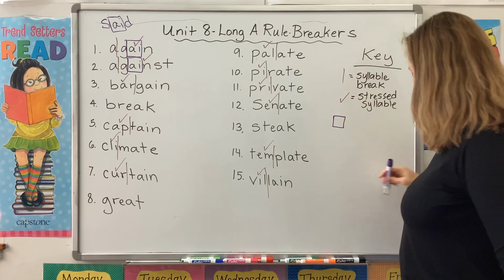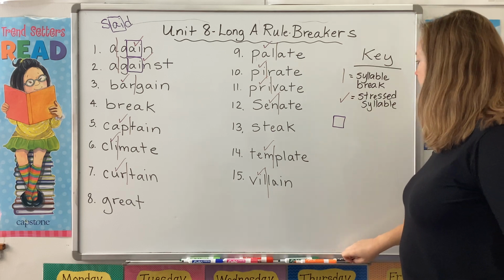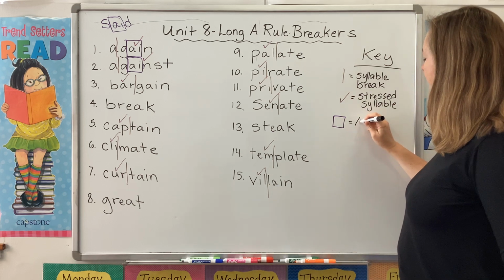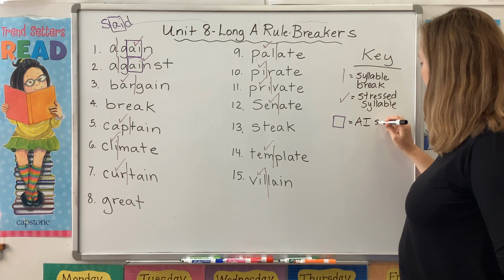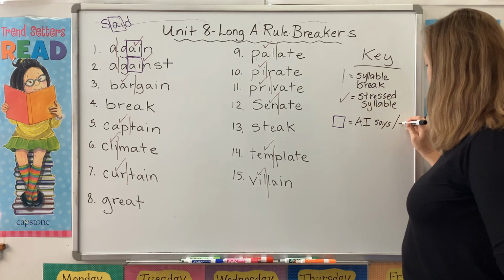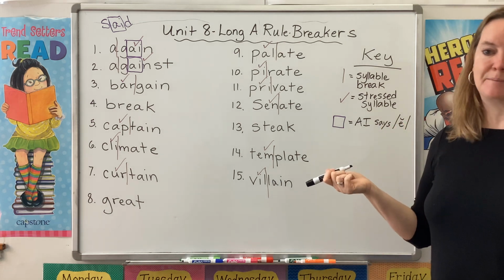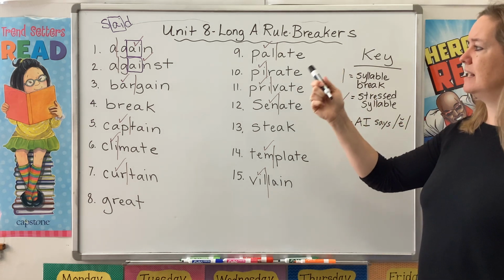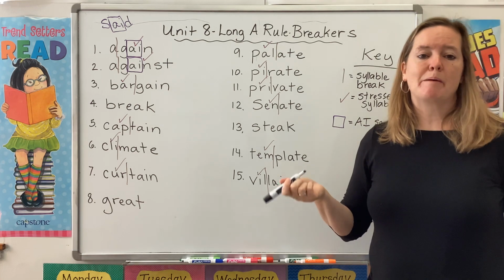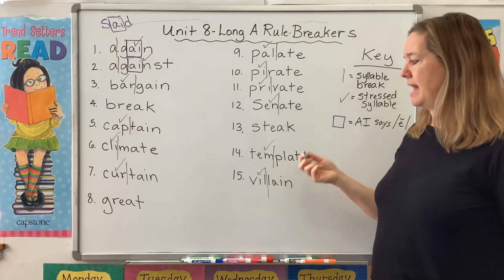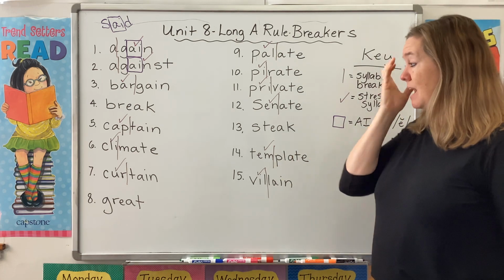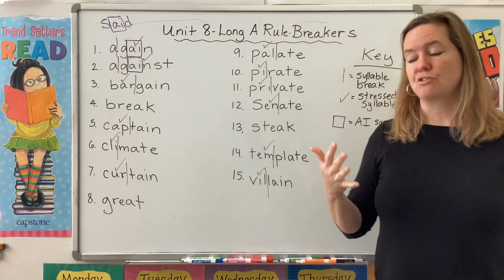So we're going to say purple box means AI says eh, that's the symbol for a short E. Okay, so said, again, against. Just remember that the AI says eh. Okay, now let's move on to our unstressed syllables.